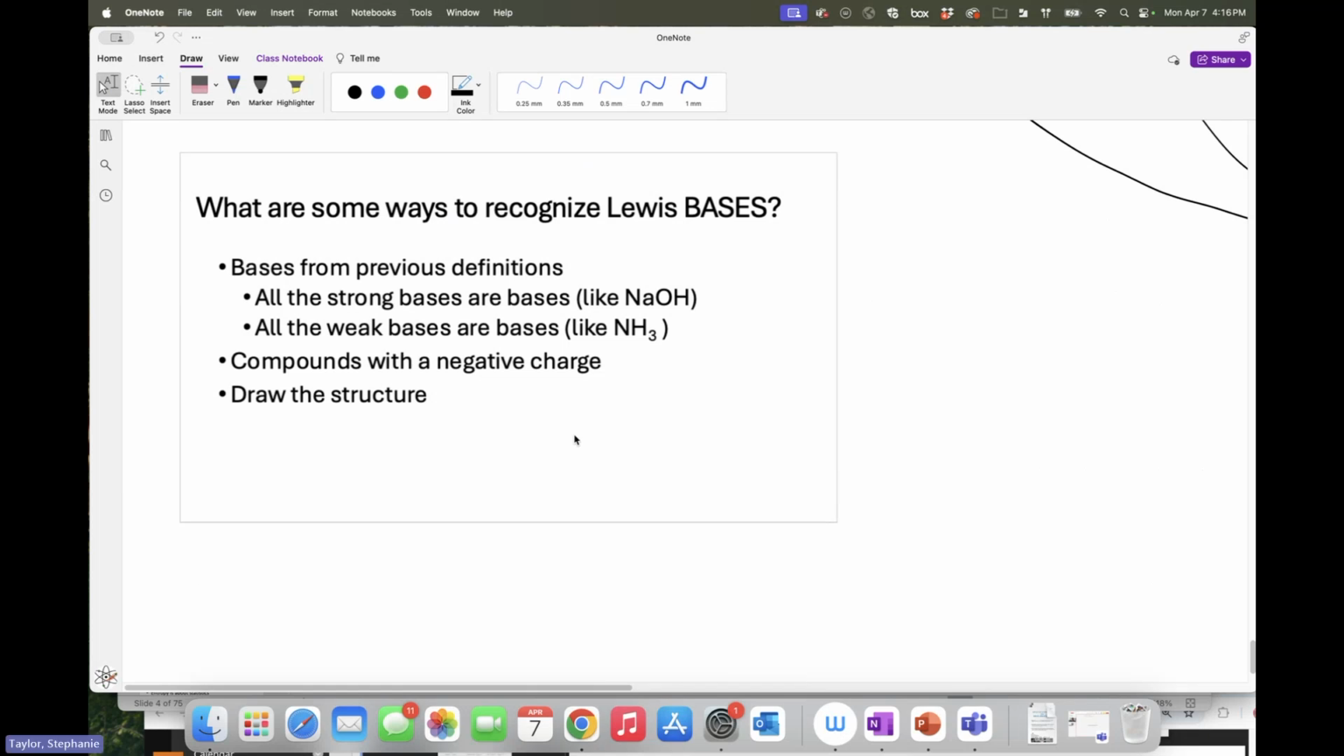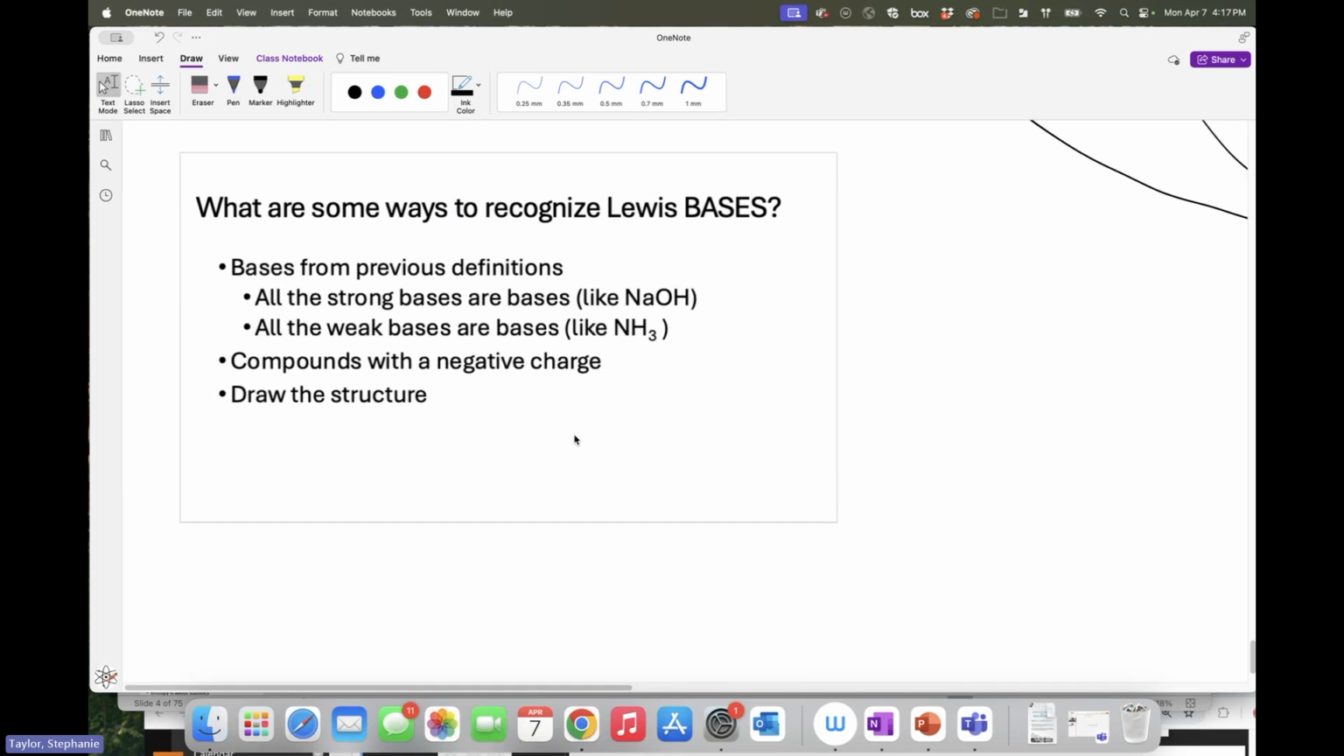My Lewis bases list is shorter, in part because metals are usually acids. So I don't have anything about metals under Lewis bases because the metals are usually not bases. So the strong bases are still bases, the weak bases are bases, compounds with a negative charge, draw the structure.